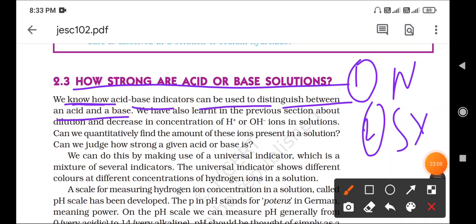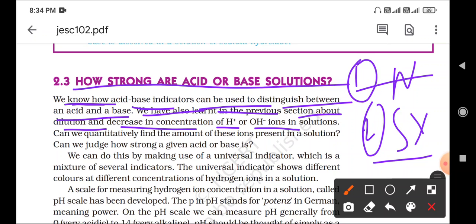So what is a natural indicator? What are examples of natural indicators? Litmus paper, geranium petals, hydrangea, red cabbage leaves and turmeric. These are called natural indicators. What are synthetic indicators? Phenolphthalein, methyl orange. Using these indicators, you identify whether it is an acidic solution or a basic solution. We have also learnt in the previous section about dilution and the decrease in the concentration of H+ ions or OH- ions in a solution.